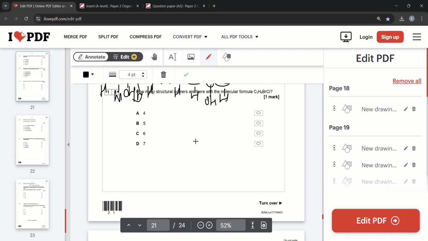Question 18. How many structural isomers are there with the molecular formula C3H6BrCl? It says 5. You just draw out the structures, the structural isomers.